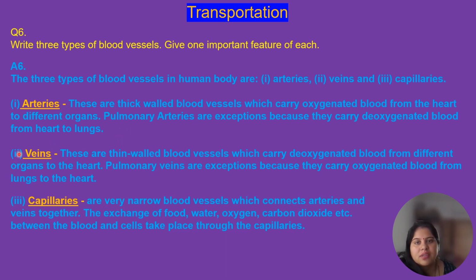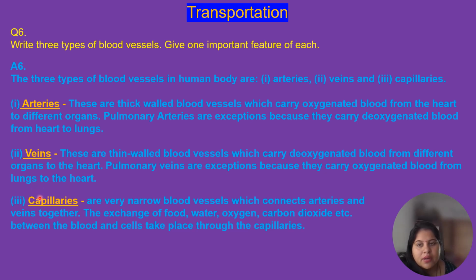Next type of blood vessel is veins. These veins are thin-walled. This is the feature of veins. These are thin-walled blood vessels which carry deoxygenated blood. Veins are responsible for carrying deoxygenated blood from different organs to the heart, and the exception is the pulmonary vein. Generally veins carry deoxygenated blood, but the pulmonary vein carries oxygenated blood from where to where? Oxygenated blood from the lungs to the heart.